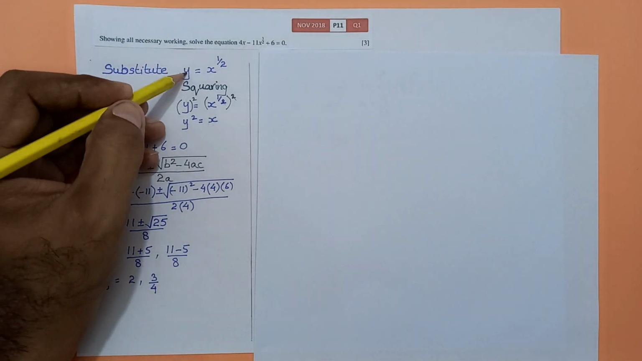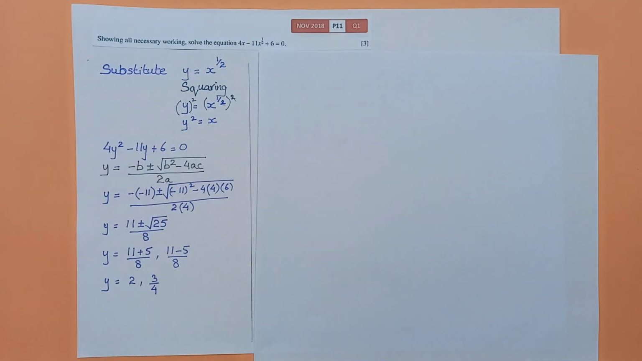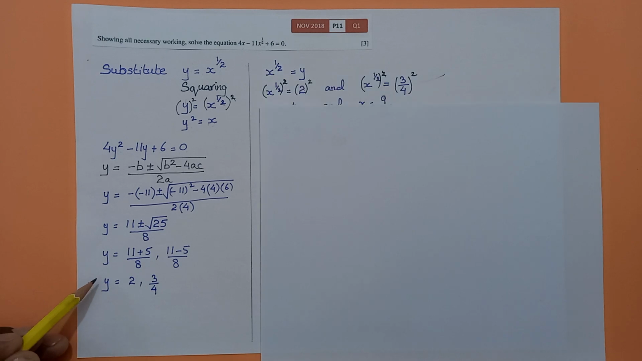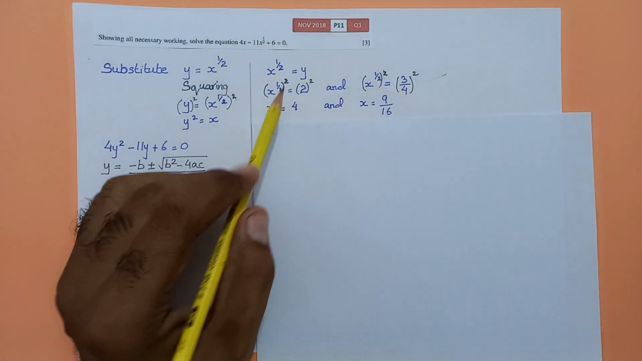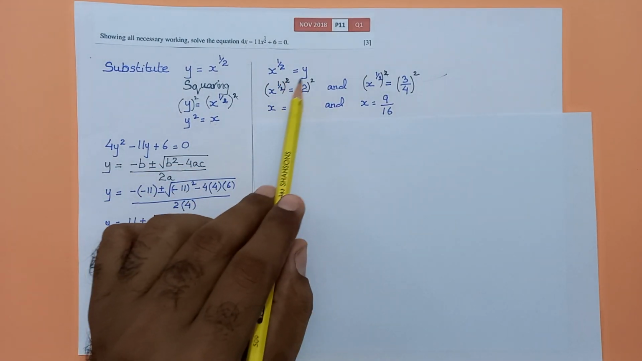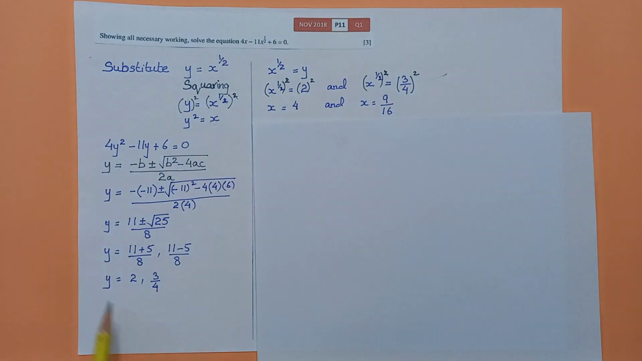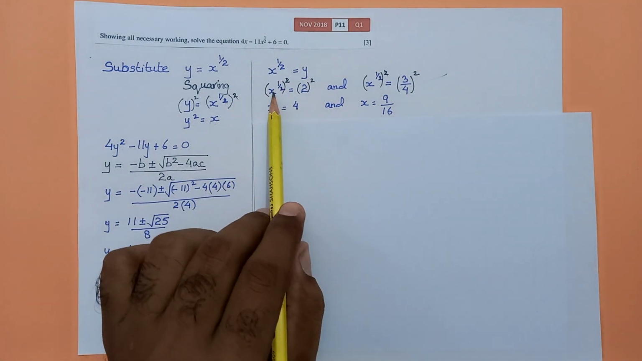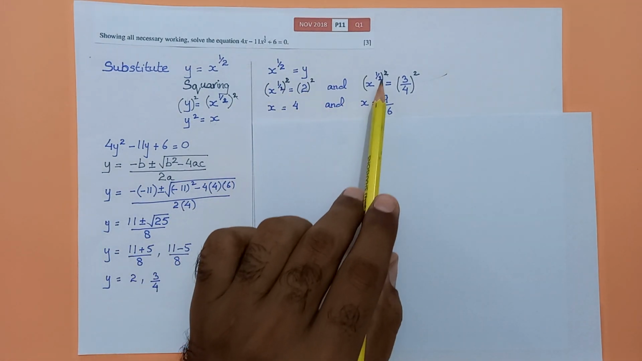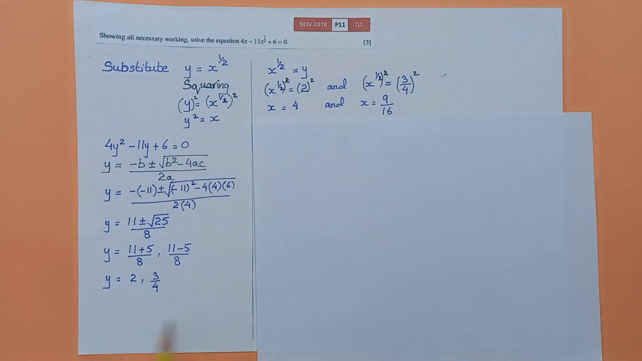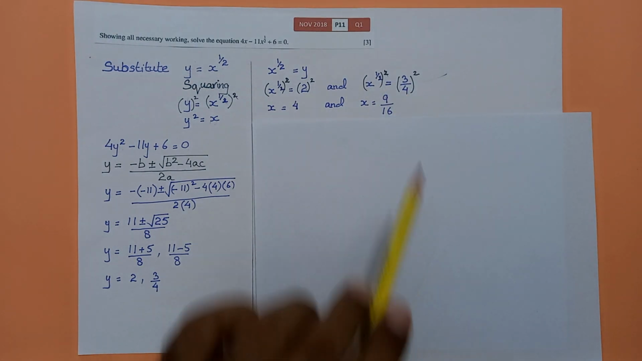y was equal to x^(1/2). That means instead of y we can write x^(1/2), and we did the same. Instead of y we have written x^(1/2) equals 2, and x^(1/2) equals 3/4, which is the other value of y.